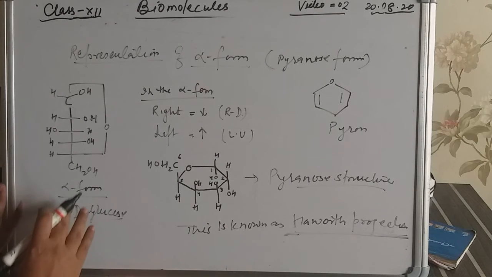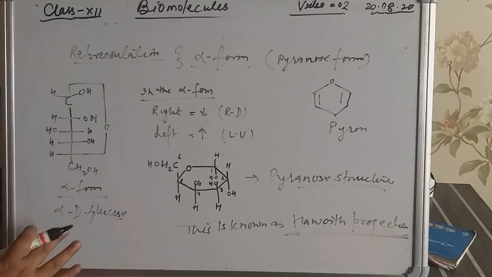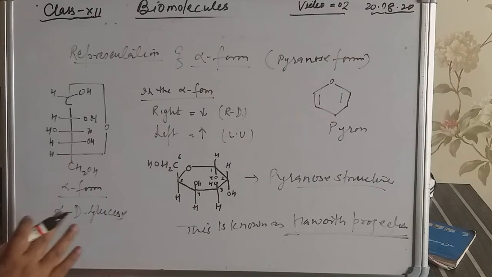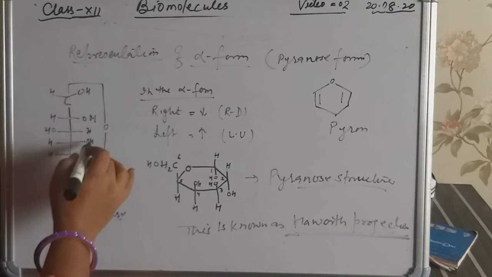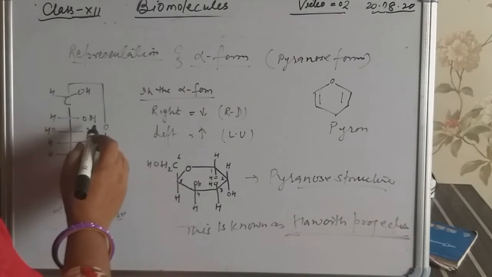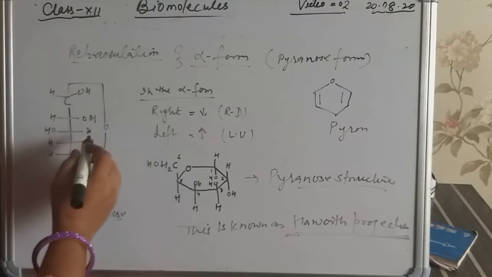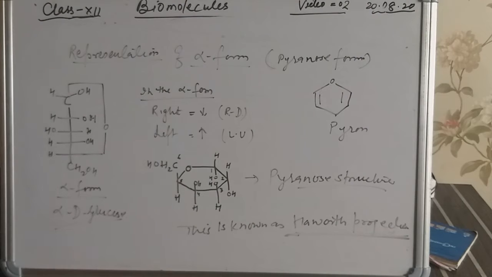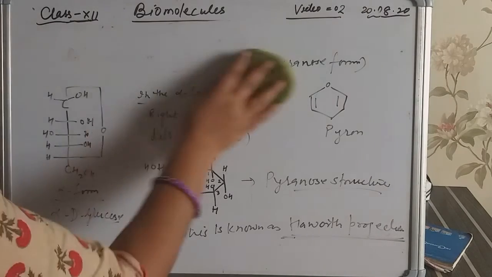If we draw the Haworth projection of the alpha form, you will also be capable of drawing the Haworth structure of the beta form. So keep in mind, right down, left up, I mean to say that about the OH group. If the OH group is on the right, it goes down. If the OH group is on the left, it goes up. In this way you can arrange the Haworth projection also. So let's discuss fructose.